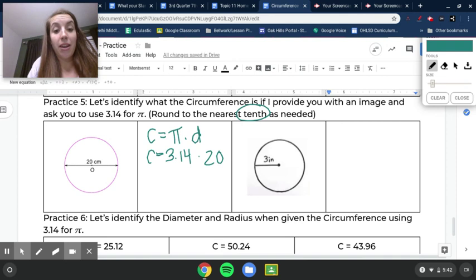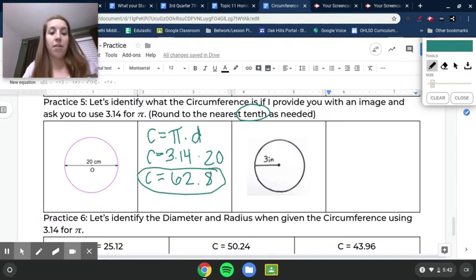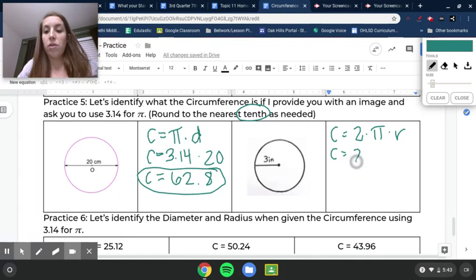Put that in your calculator. C is equal to 62.8. It's already in tenths, so you didn't even have to round. Okay, this one they've given me the radius, so C is equal to 2 times pi times r. C is equal to 2 times 3.14 times the r is 3.